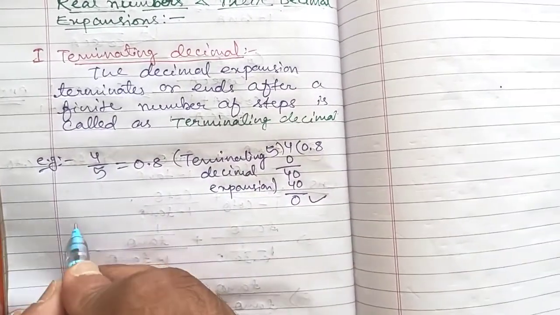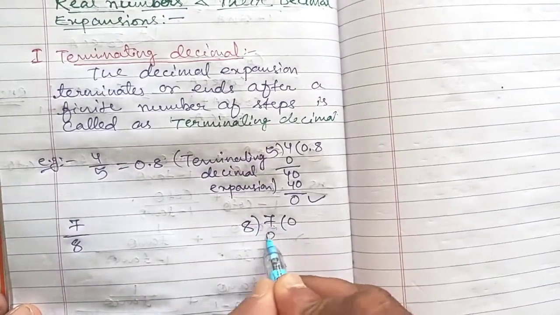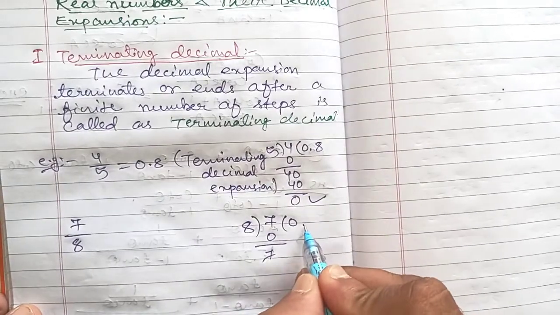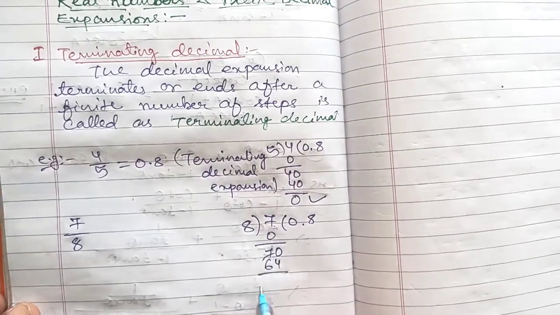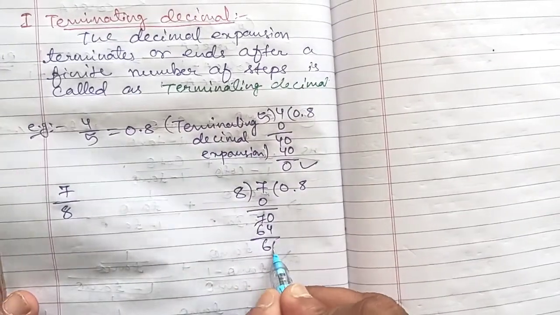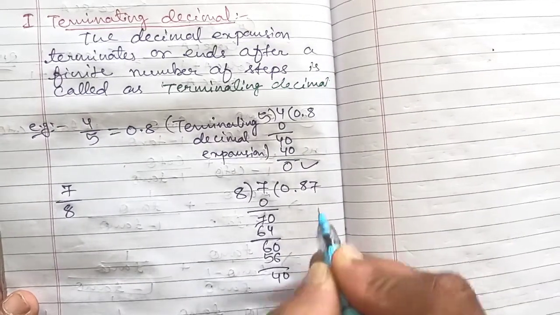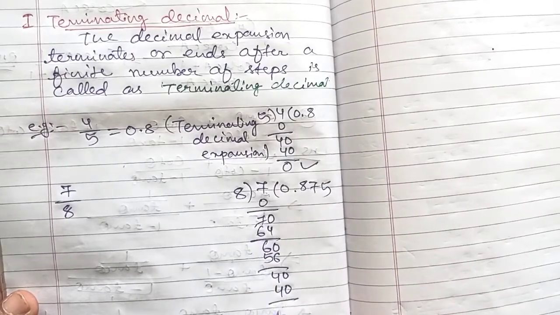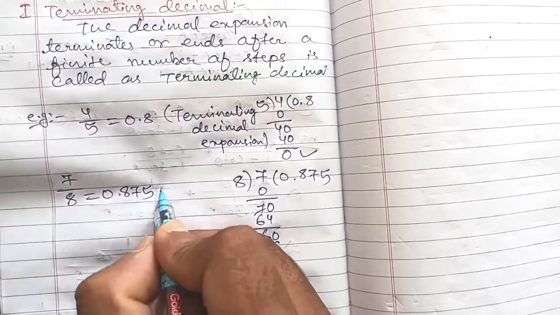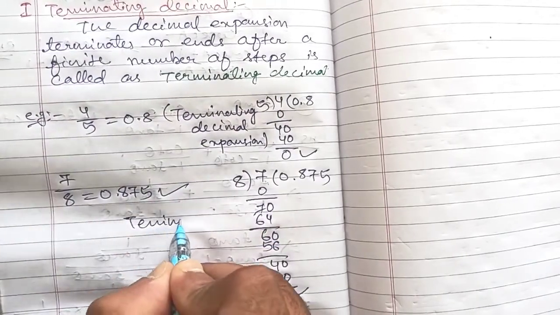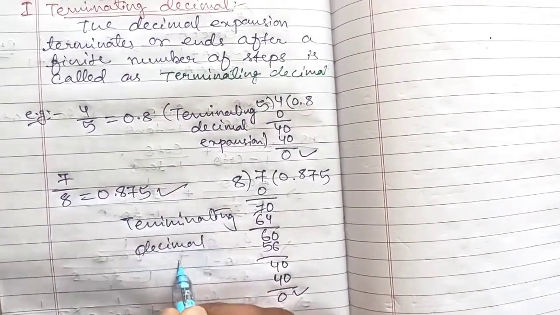One more example of terminating decimal expansions. Suppose I take 7 by 8. I will divide 7 by 8. 8 zeros are 0, 7 carry. After the decimal we carry 10 here. 8 8s are 64, 6 carry. After the decimal we carry 10. 8 7s are 56, 4 carry, 40. 8 5s are 40. The remainder is 0 again. So the answer is 0.875. Again, these types of decimals are called terminating decimal expansions. Are you getting it?